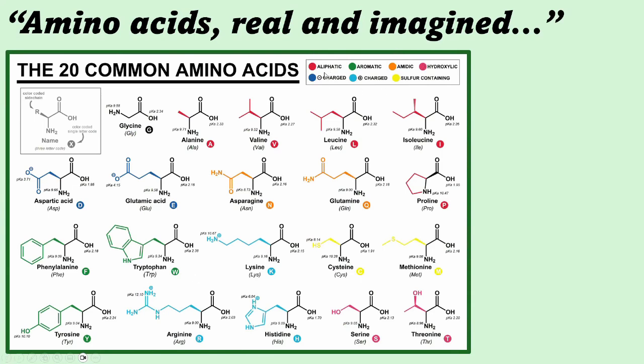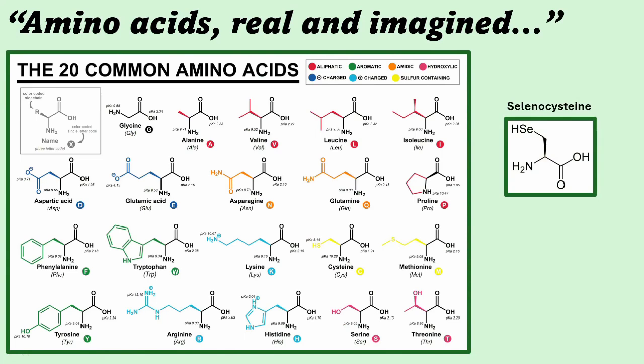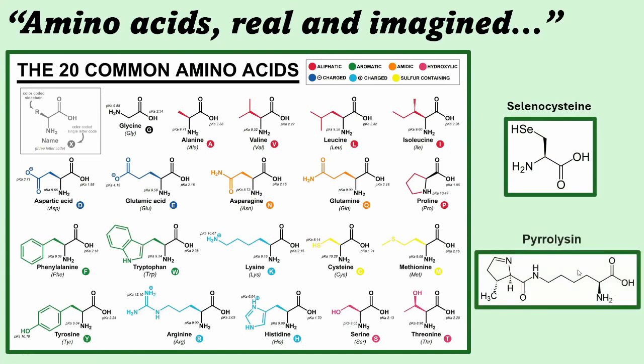You can see they're often separated out by different types of properties, whether they're negatively or positively charged, aromatic, amidic, etc. And in fact, some of them even have sulfur in them, like cysteine and methionine. Now, these are the 20 common ones. There are actually two more that are found in certain organisms. These are sometimes known as the alternatives.